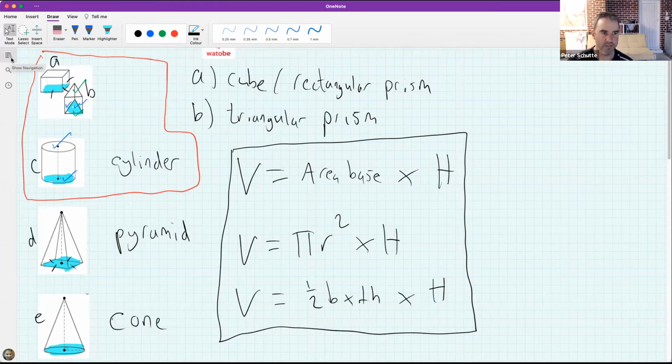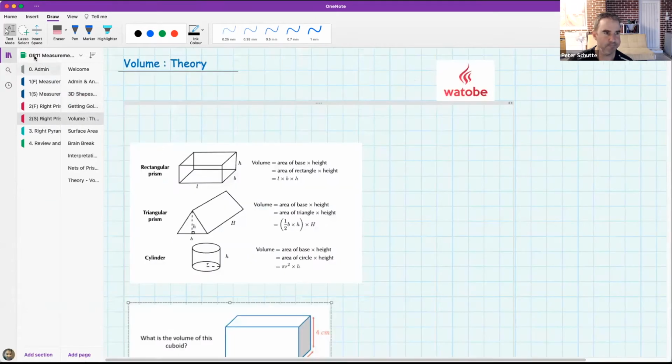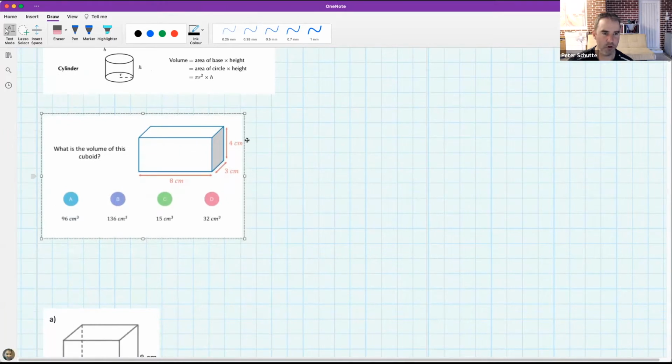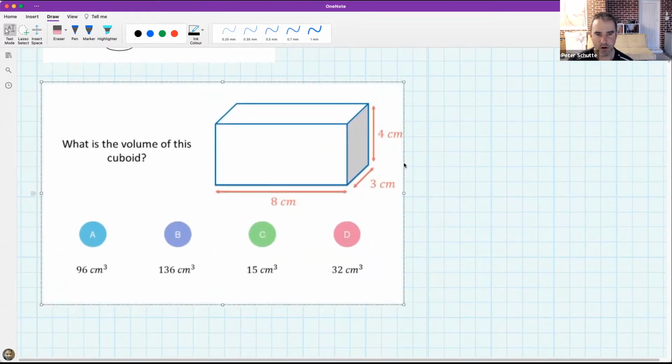Let's start with finding the volume and then see how that goes. So just to get the brains working, first question, find me the volume of this rectangular prism or this cuboid. And I want you to work that out. What is the volume of that?